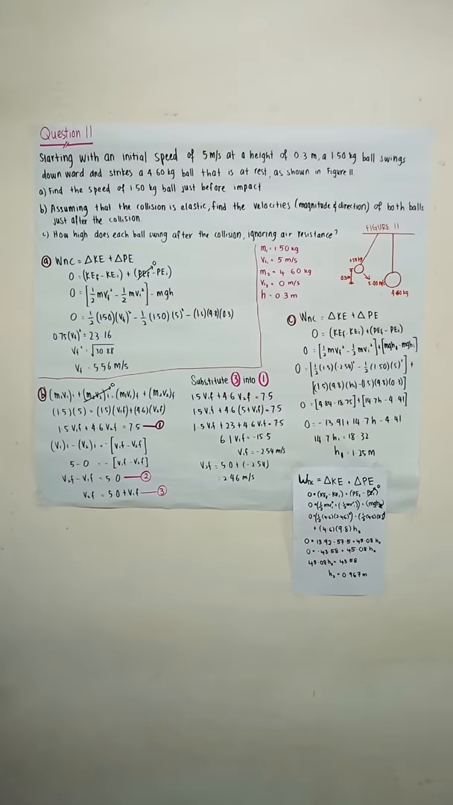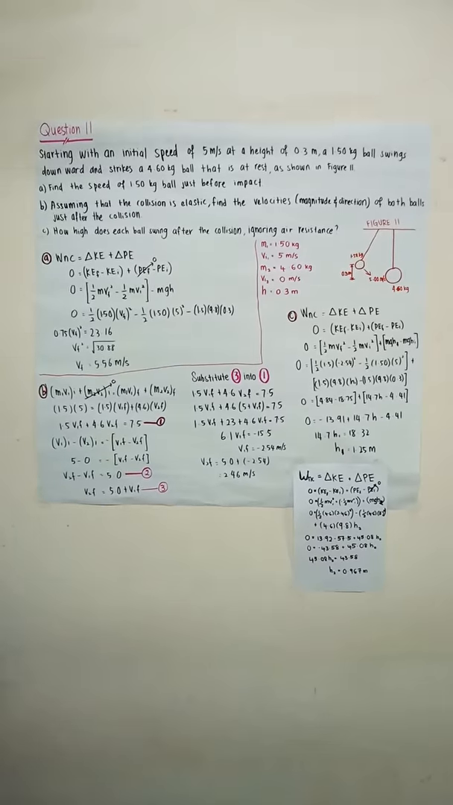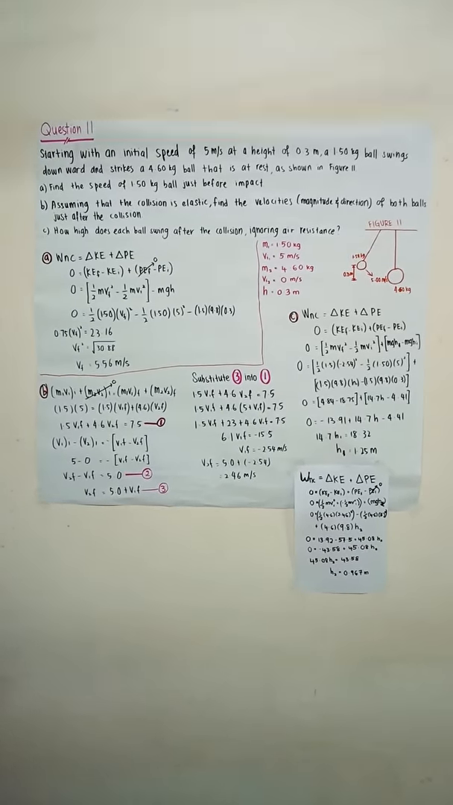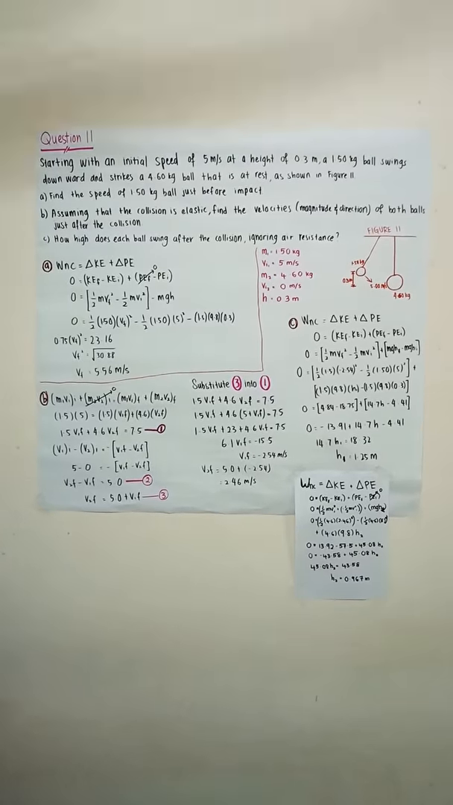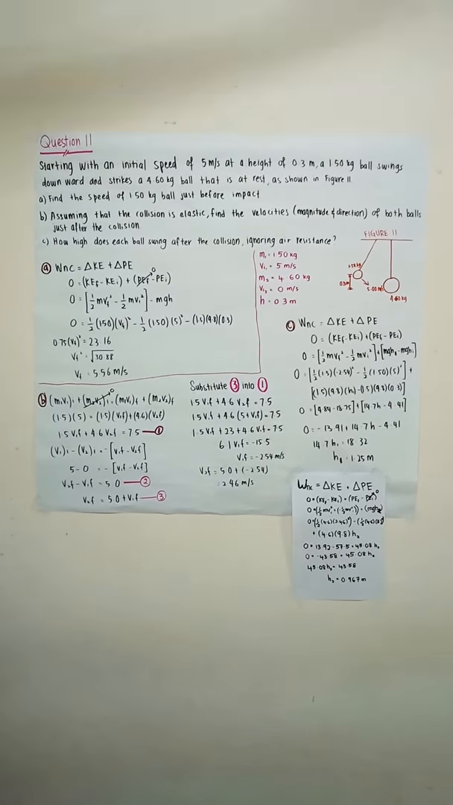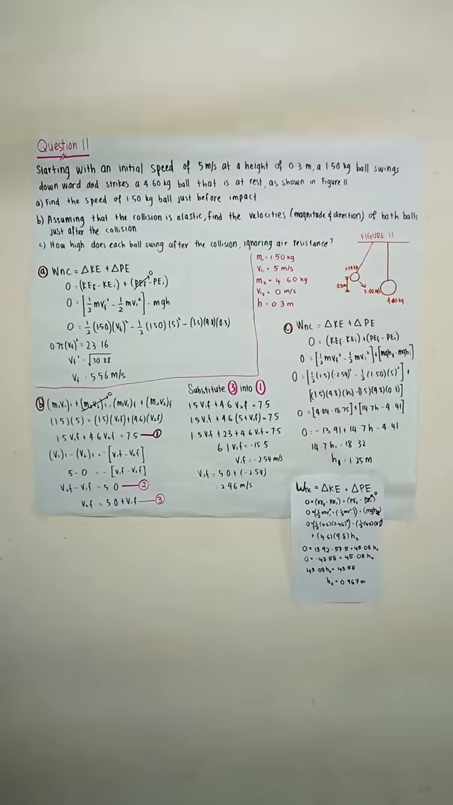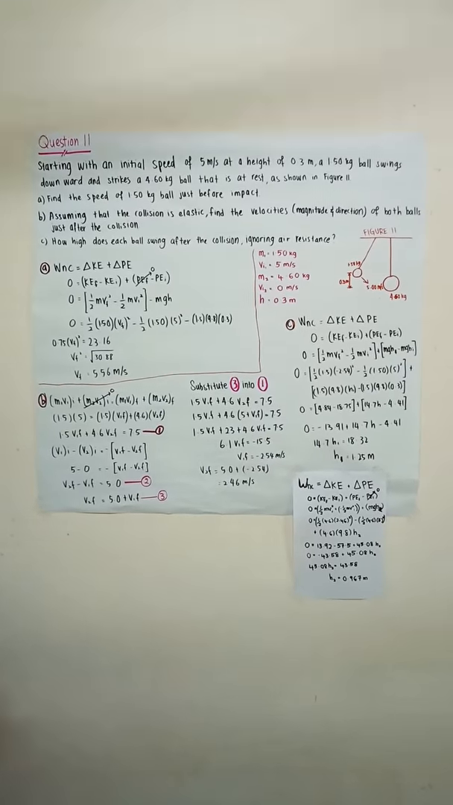For question B, assuming that the collision is elastic, find the velocities, including magnitude and direction, of both balls just after the collision. For question C, how high does each ball swing after the collision, ignoring air resistance?